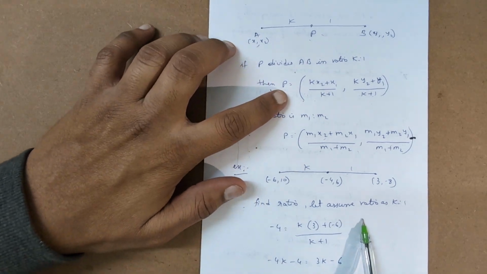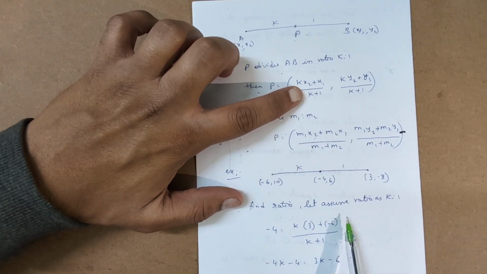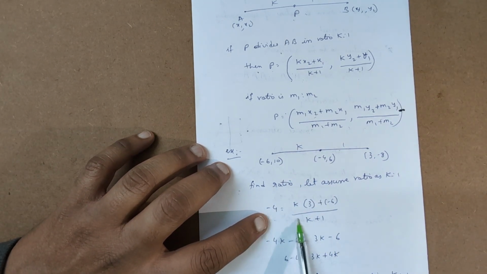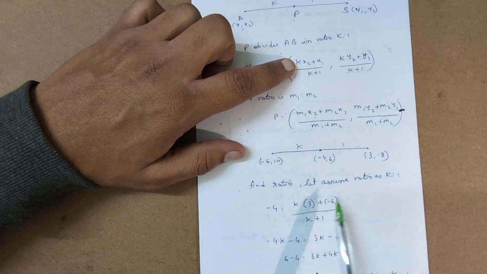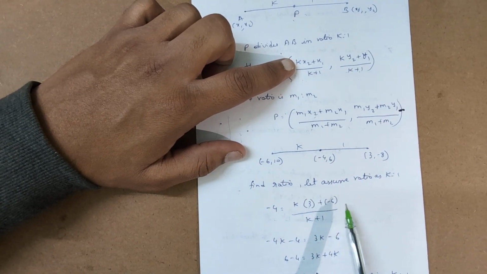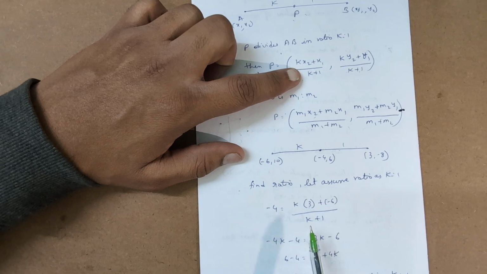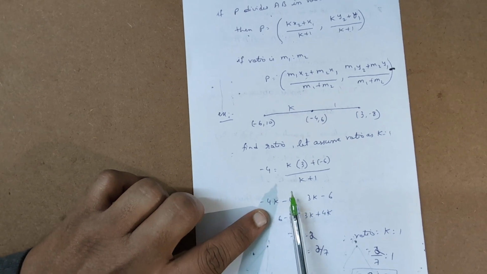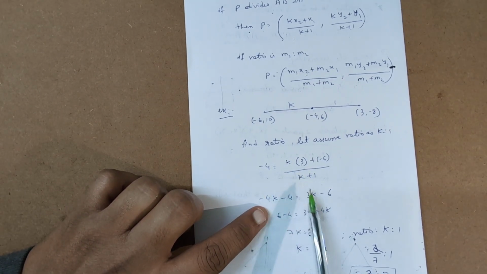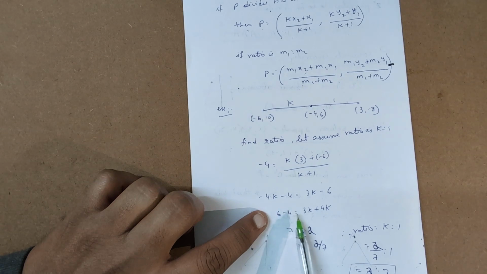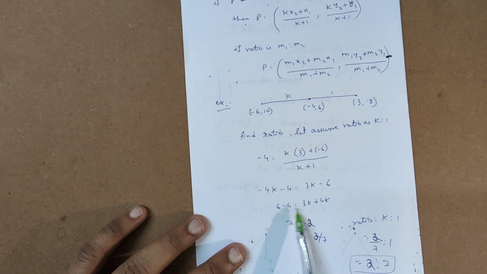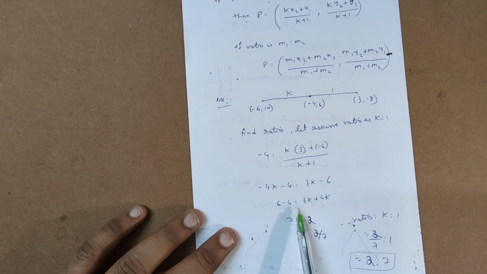The first condition: P is equal to (k x2 + x1)/(k + 1). P's x value is minus 4, so minus 4 equals (k into x2, x2 is 3, plus x1, which is minus 6) by k plus 1. If we cross multiply, minus 4 into k is minus 4k, and minus 4 into 1 is minus 4, equal to 3 into k, that is 3k, minus 6. Separating k values to one side and numbers to the other side, we get 6 minus 4 equal to 3k plus 4k. 6 minus 4 is 2, and 3k plus 4k is 7k, so k is equal to 2 by 7.